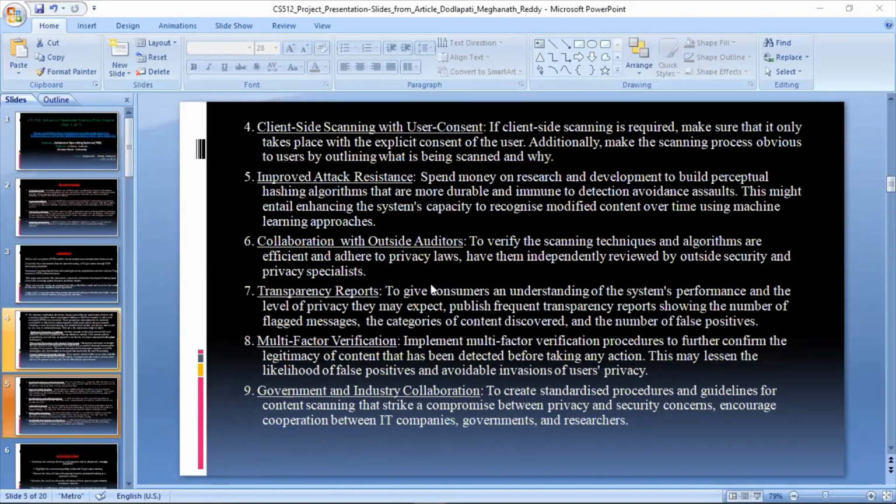The main objective of this article is that it proposes the first framework to evaluate the robustness of the perceptual hashing-based client-side scanning mechanism to detection avoidance attacks. These attacks are designed to evade the scanning and detection of illegal content.